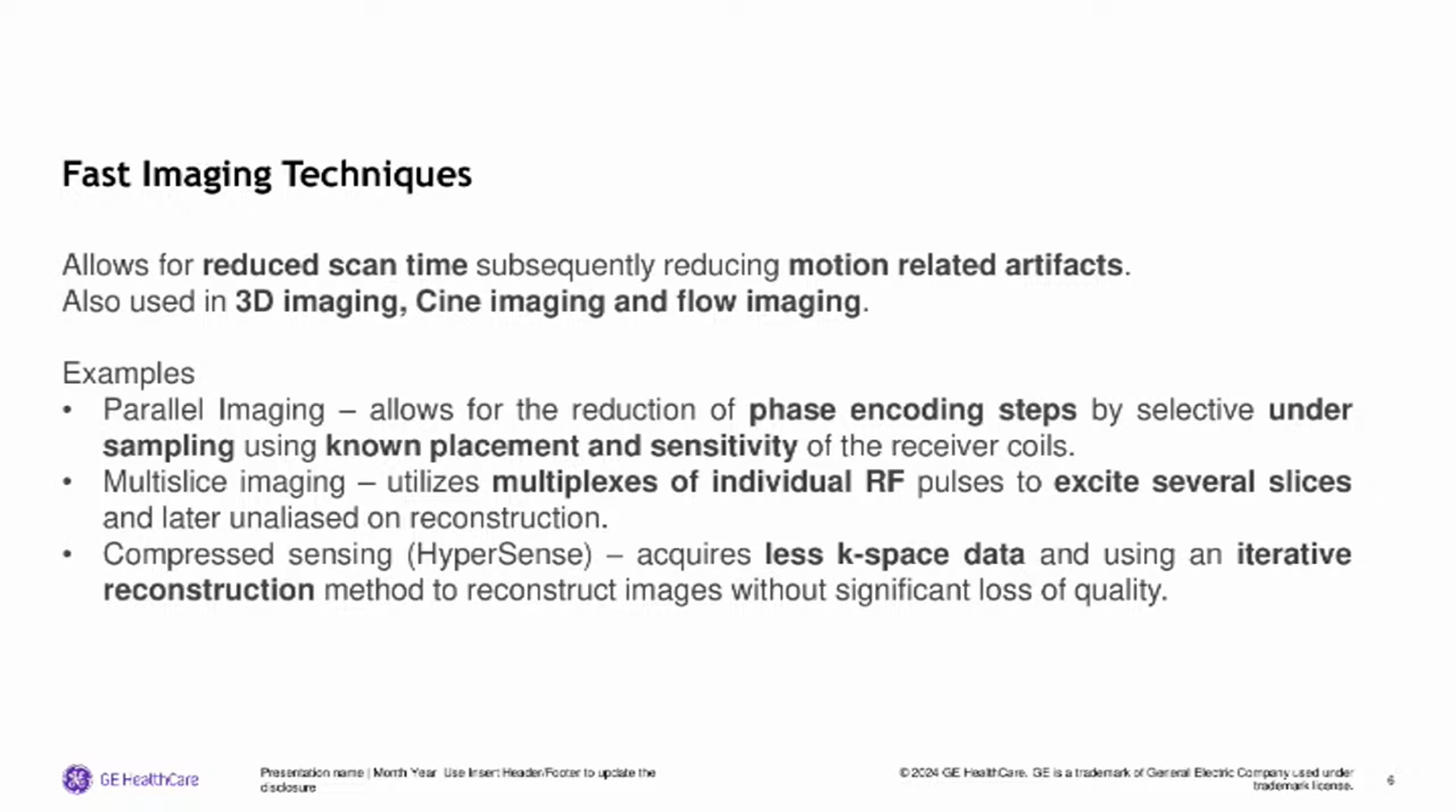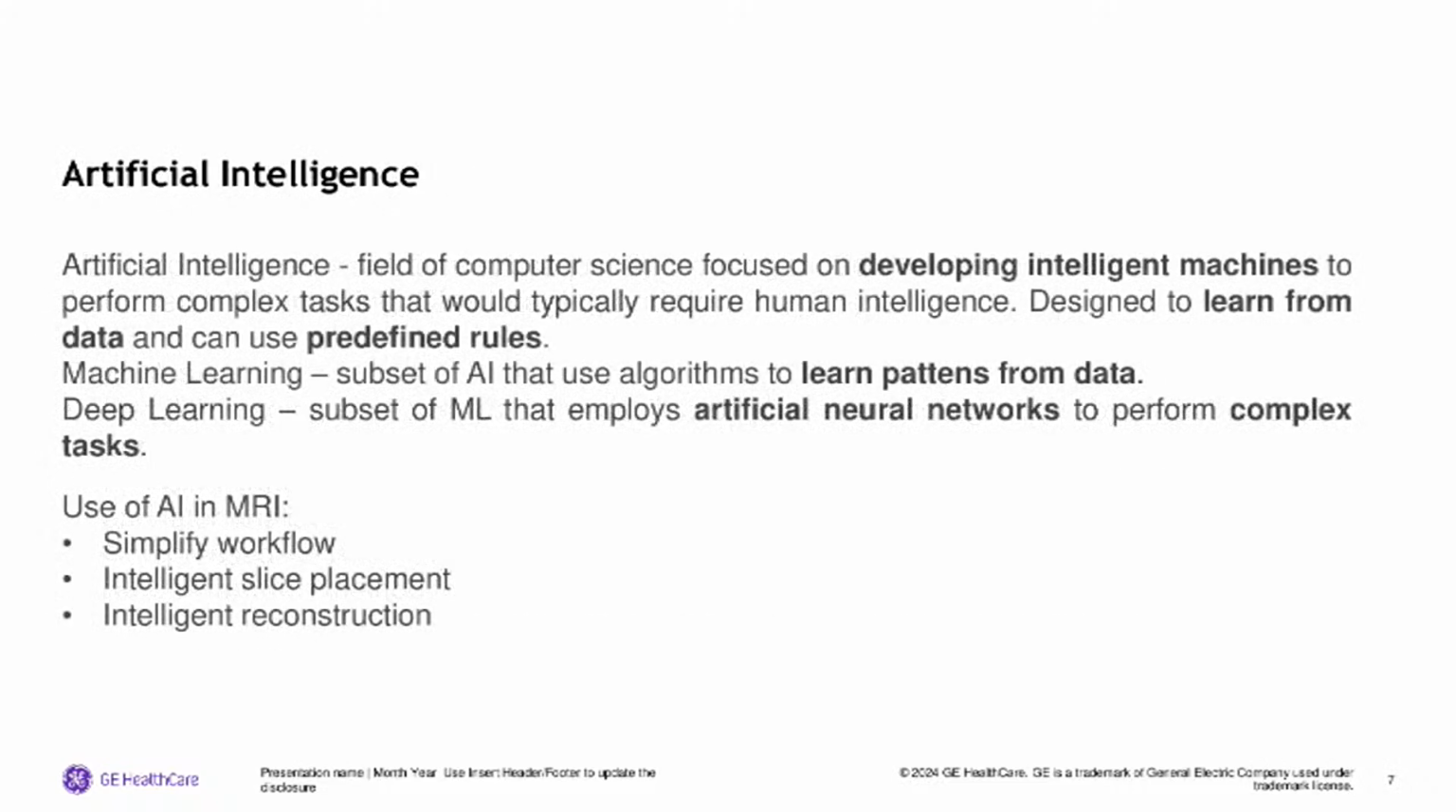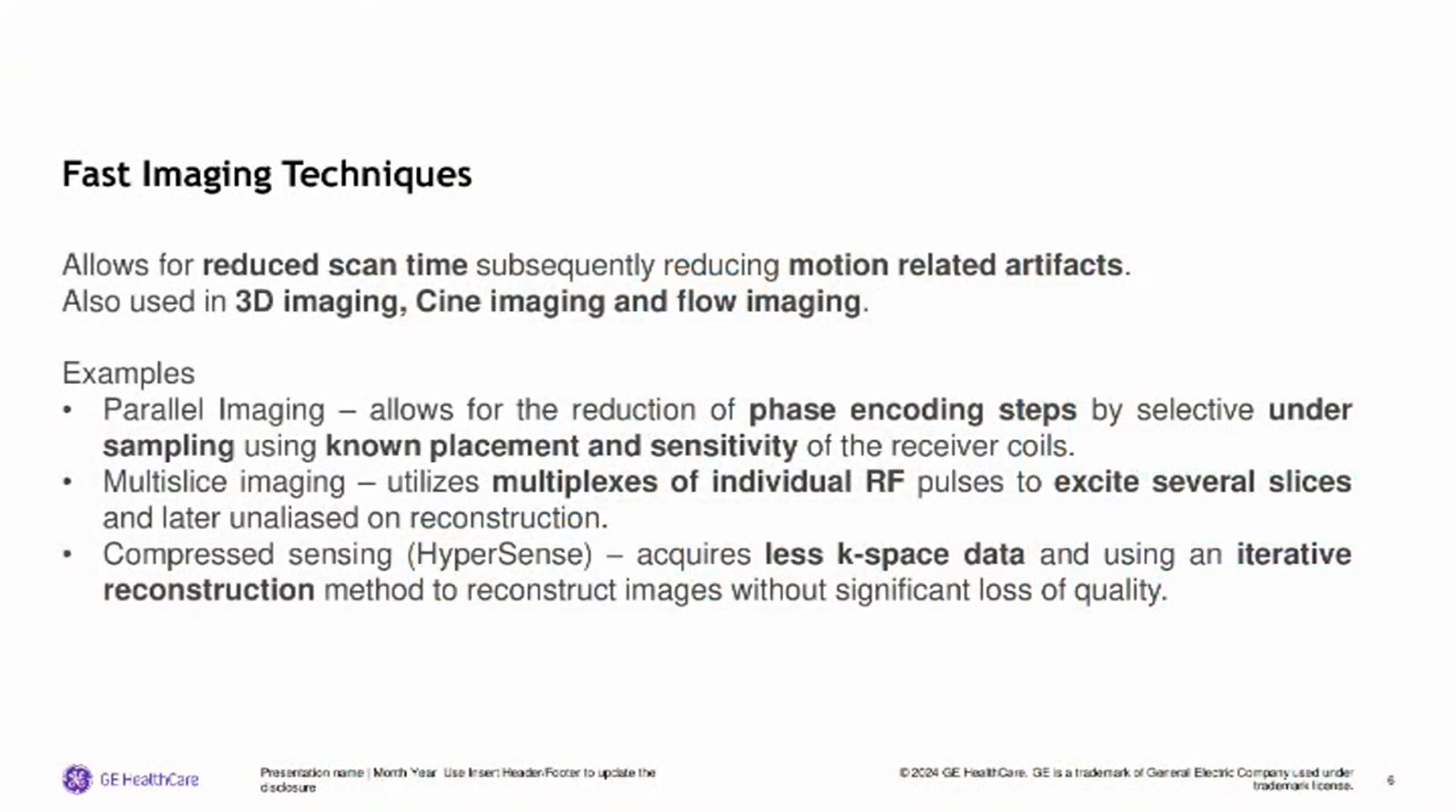So this involves the reduction of the phase encoding steps by selectively undersampling. So let's say you are scanning the head and the coil elements are around the head. If you have a receiver element in front of the head, we know that it will receive a low signal coming from the posterior part of the head, but will have a higher signal from the anterior part of the head. Same to the coil that will be on my right. It will receive higher signal because it is closer to that region of interest.